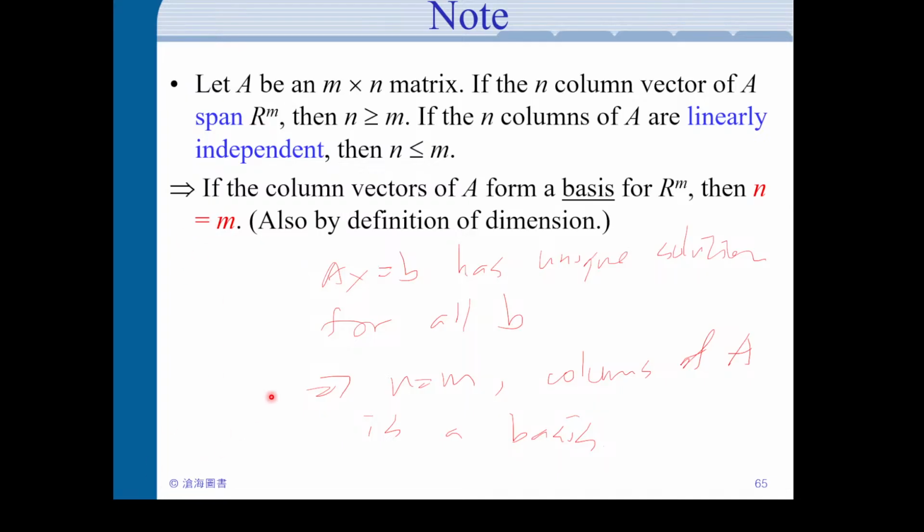Okay. So this is from the definition of dimension, because if something is a basis for Rm, and we know Rm has dimension m, then A must have m vectors. But the number of vectors in A is n, so n must equal m. And you can also see this another way. The columns of A must span Rm, then m must be smaller than or equal to n, and linearly independent, then n must be smaller than or equal to m.